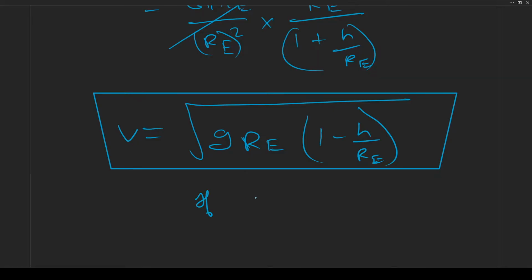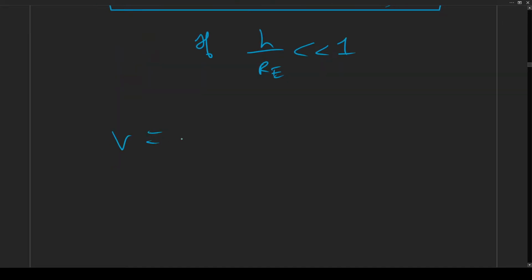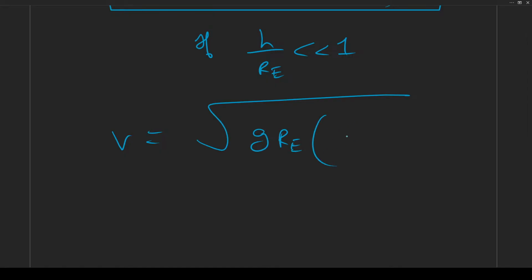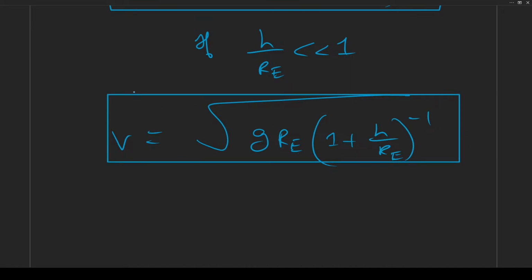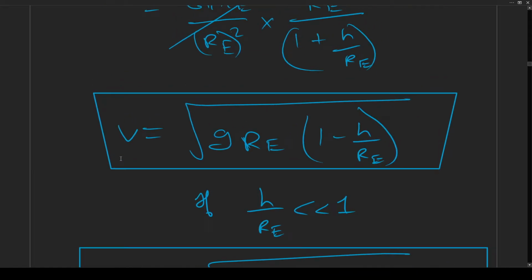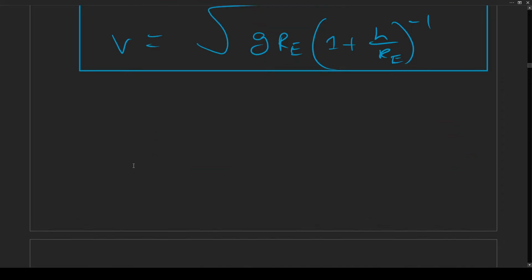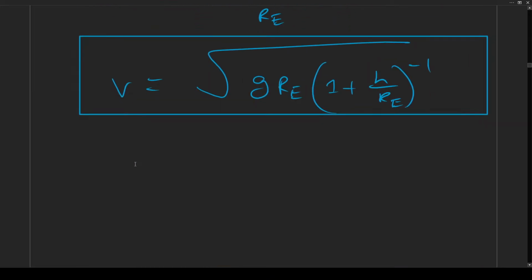if H by RE is smaller than 1. If not, we need to write it as V equals root of GRE into 1 plus H by RE whole power minus 1. This is the velocity for a satellite, the velocity the satellite needs to maintain to go in a circular orbit.